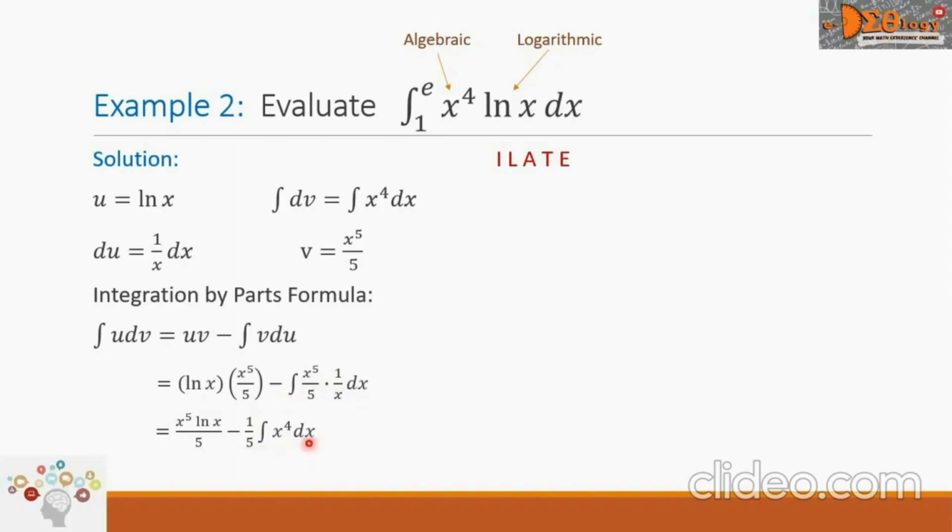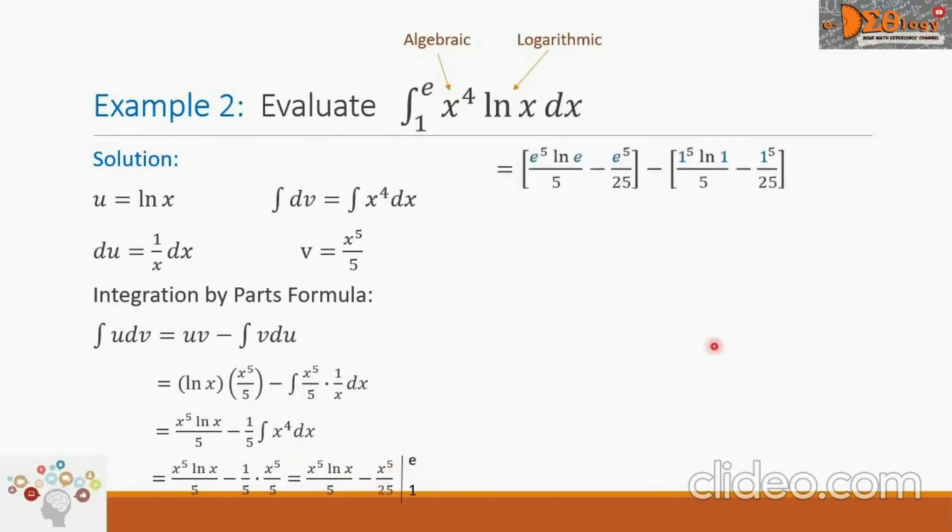We evaluate now this integral. We have x raised to 5 over 5. And simplifying this 1/5 times the 5 in the denominator here, we have 25. Let us now apply the limits of integration from 1 to e. Let us evaluate this function with respect to e, then minus evaluate this function with respect to 1. So we have now this expression minus this expression.